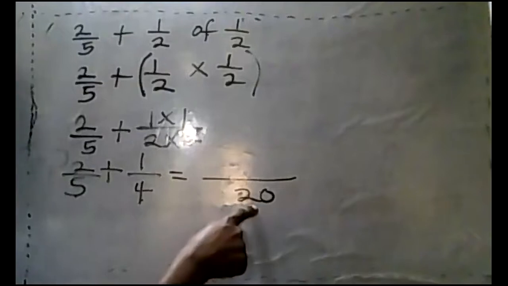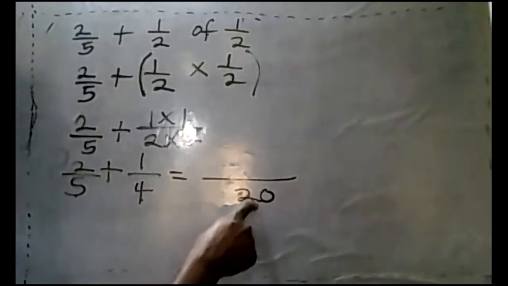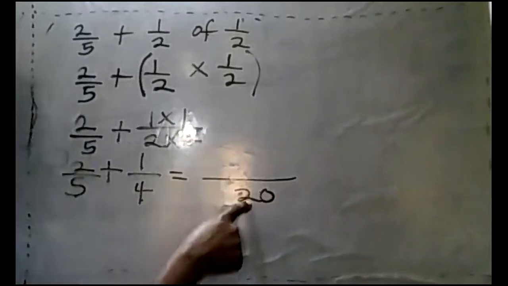Don't forget, in the first example, I said after you have put the LCM here, the next thing is to say the LCM divided by denominator, answer times numerator. I go again, LCM divided by denominator, answer times numerator. So 20 divided by 5 is 4. 4 times 2 is 8.